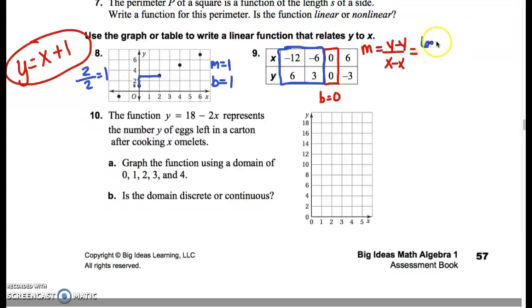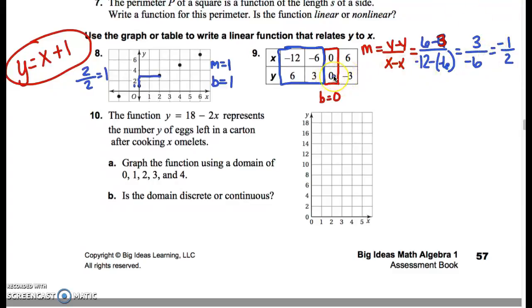So for the y's, I have 6 minus 6. I'm sorry, that should be 6 minus 3. You can't erase just that, so I'll put in a different color. Okay? But then for your x's, it's going to be negative 12 minus a negative 6. So watch out for that. So 6 minus 3 is 3, and negative 12 minus a negative 6 actually becomes negative 12 plus 6, which is negative 6, and that simplifies down to negative 1/2.